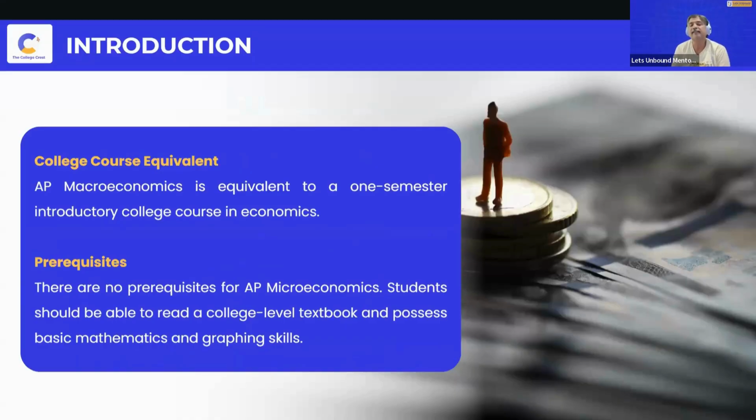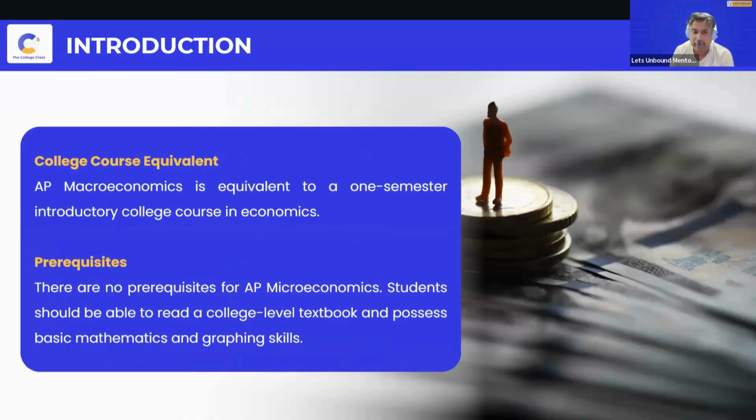College course equivalence. AP Macroeconomics is equivalent to a single semester introductory college course in economics. So if you get a 5 on this particular AP, it would be considered as maybe 4 credits for a one semester course as far as college education is concerned. What are the prerequisites for this course?